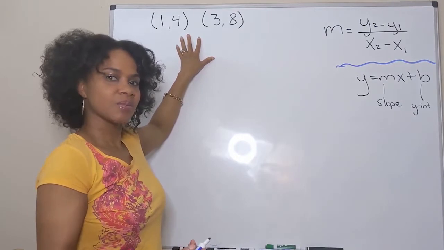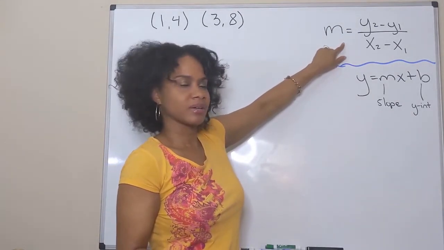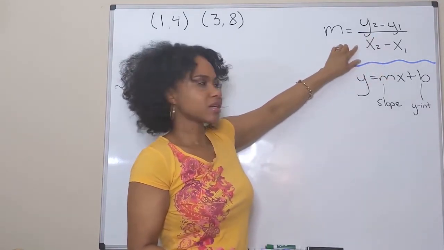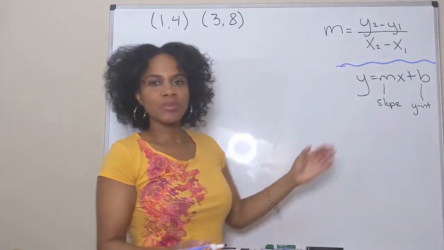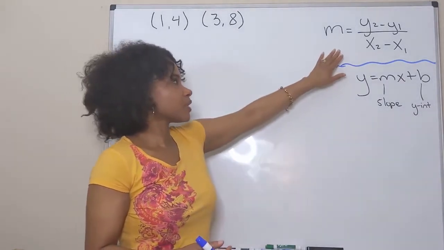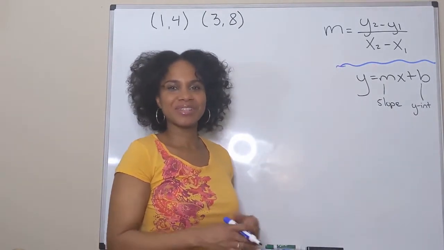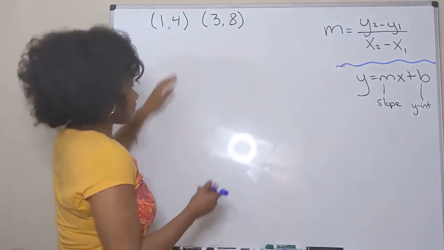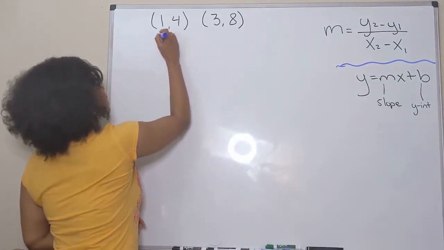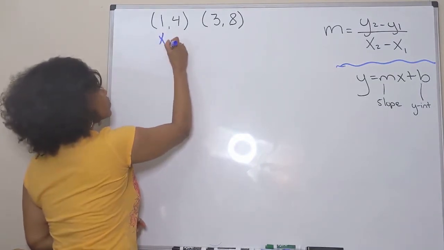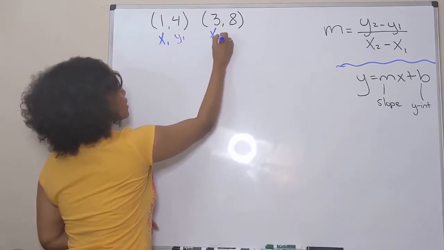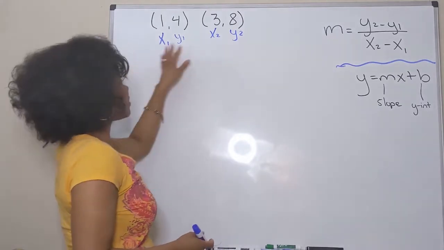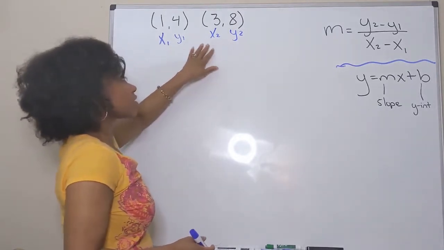Well, we could find the slope by using the slope formula right here, which is m equals y sub 2 minus y sub 1 divided by x sub 2 minus x sub 1. If you need more practice on finding the slope using the slope formula, please see my video finding the slope using the slope formula. But I'm going to use that same formula, and the first thing we do is label our ordered pairs x1, y1, x2, y2. Because remember, in every ordered pair you have an x and a y. So x1, y1, x2, y2.